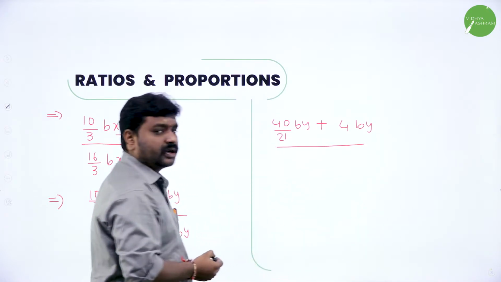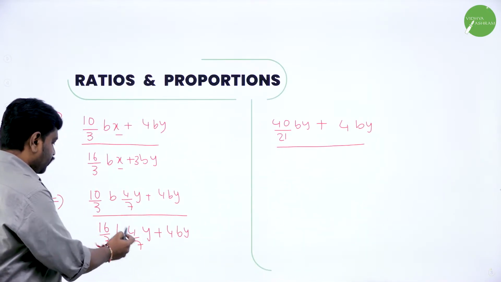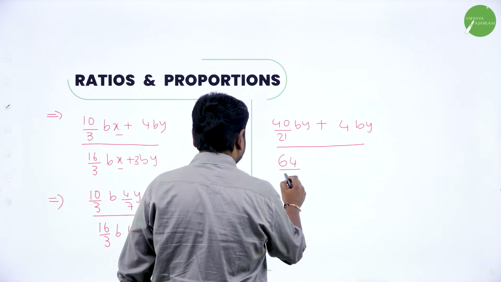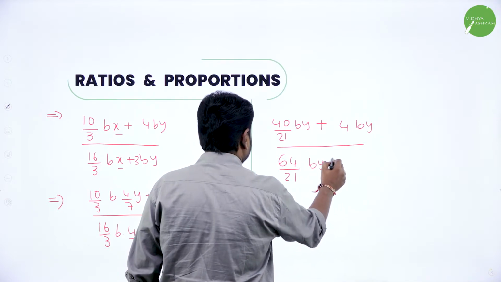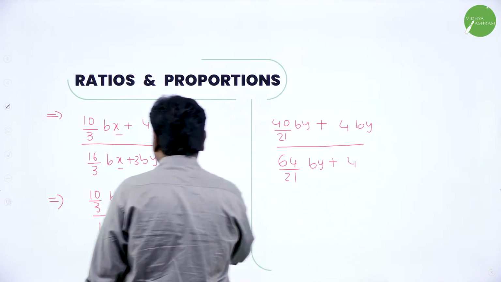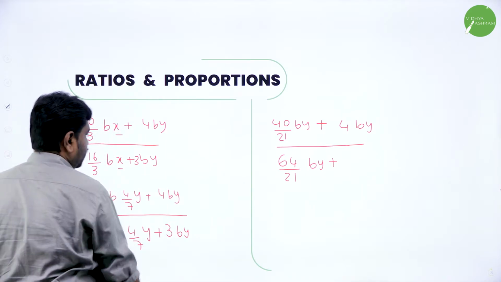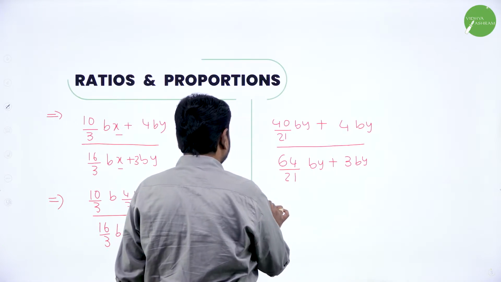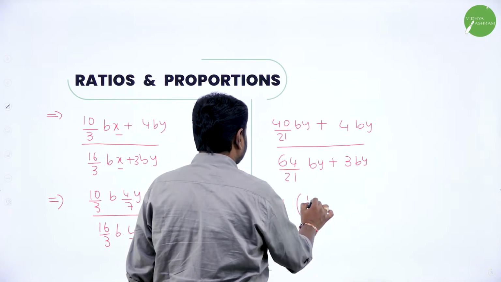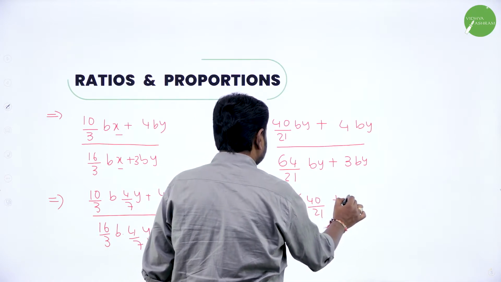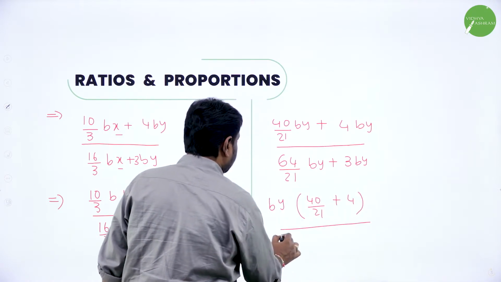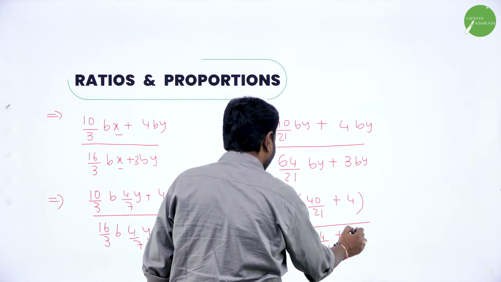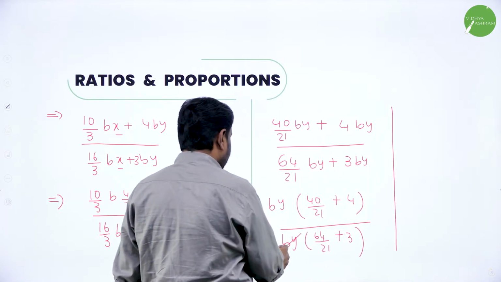Divided by, in the denominator 16 into 4, 16 4s are 64, divided by 7 3s are 21 by plus, sorry, 3by. Denominator is 3by. So simplify this further. Now you can take by common. In numerator, if I take by common, I will be left with 40 by 21 plus 4. In denominator, if I take by common, it will be 64 by 21 plus 3. Now further simplify, you can cancel by.